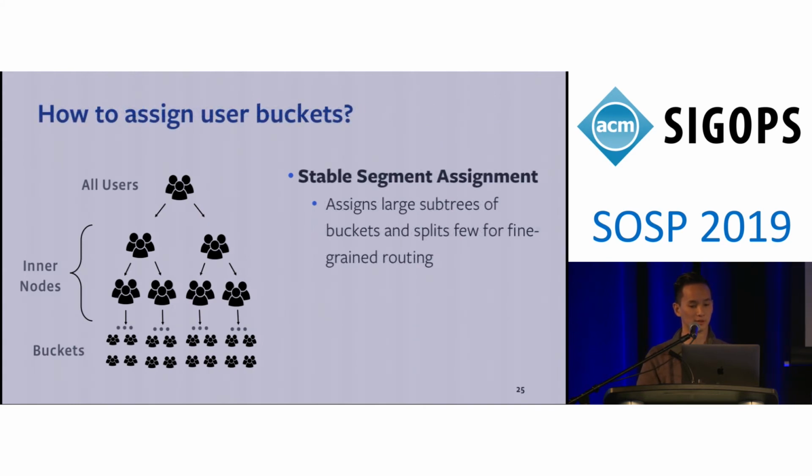With this grouping of users into the hierarchy of buckets, we need to solve the problem of how to assign the user buckets to the data centers. And we do this with stable segment assignment. The intuition behind stable segment assignment is to try to assign large subtrees of buckets together while splitting a few to enable the fine granularity in routing that we need. And you can read the details of this algorithm in our paper.